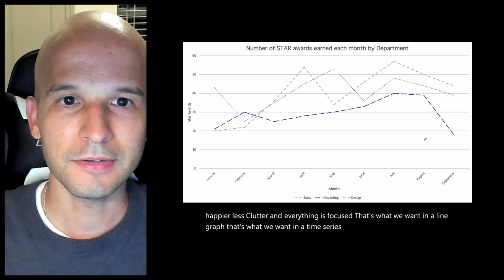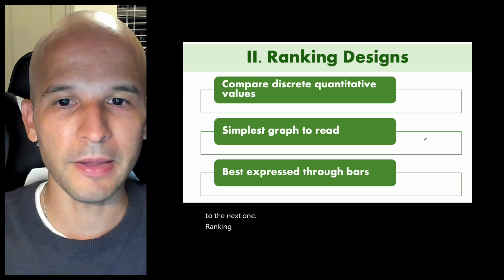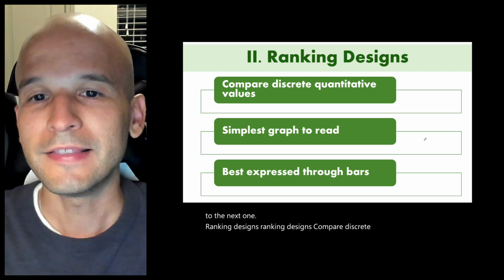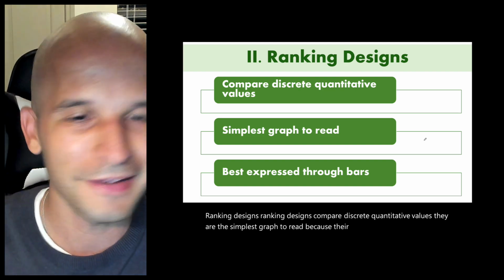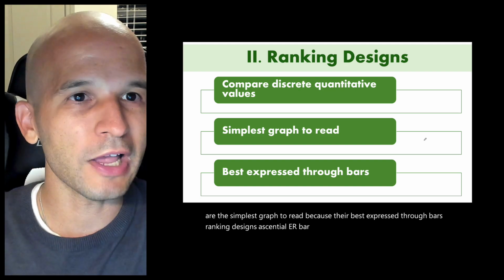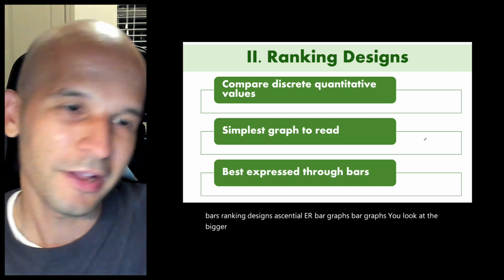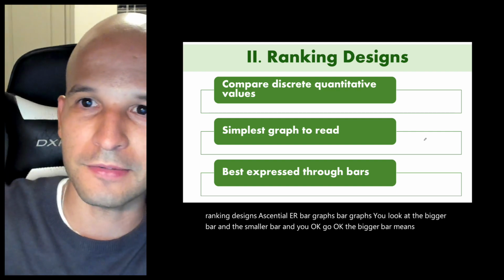Now, let's go to the next one. Ranking designs. Ranking designs compare discrete quantitative values. They are the simplest graph to read because they're best expressed through bars. Ranking designs essentially are bar graphs. Bar graphs, you look at the bigger bar and the smaller bar, and you go, okay, the bigger bar means more, the smaller bar means less.